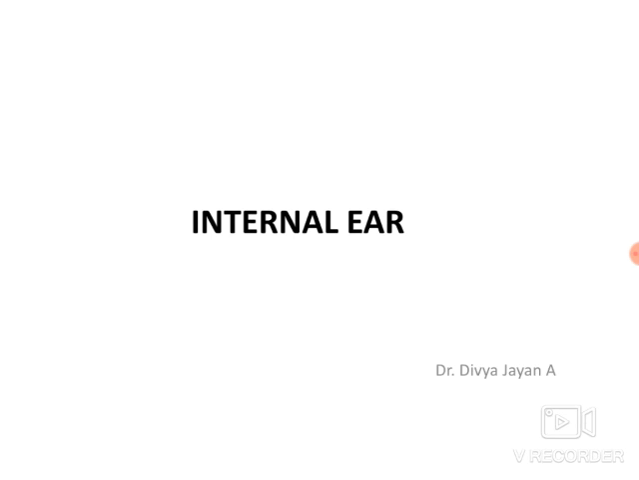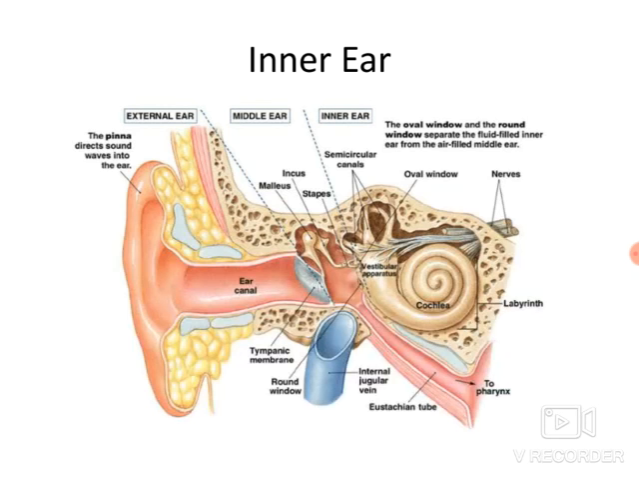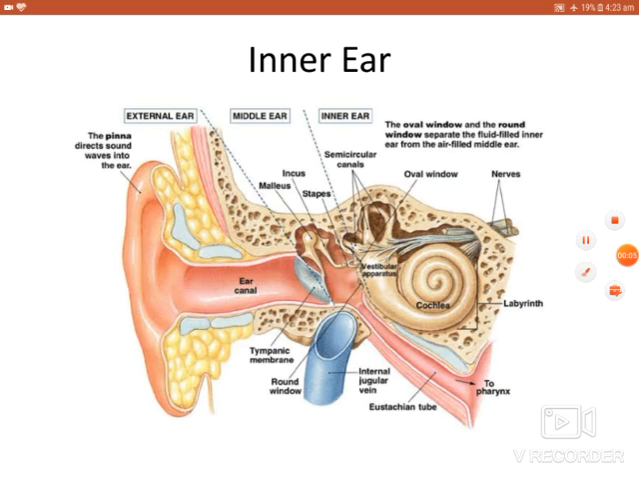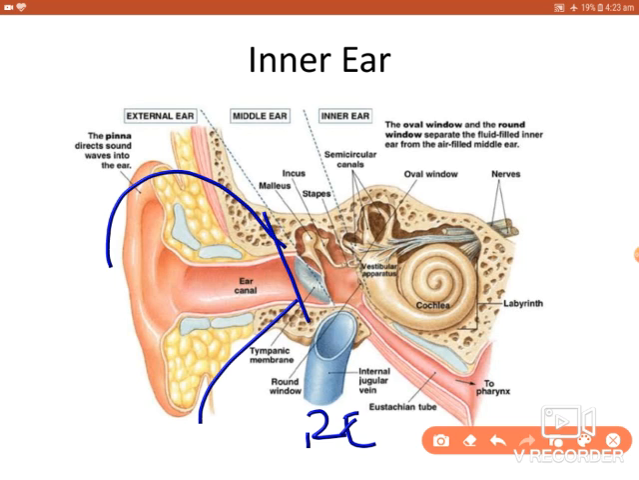Hello, here I'll discuss the anatomy of the internal ear. This is the frontal view of the right ear. The parts are: this is the external ear, this part is the middle ear. This is the inner ear or the internal ear, which lies in the petrous part of the temporal bone and contains receptors for hearing and balance.